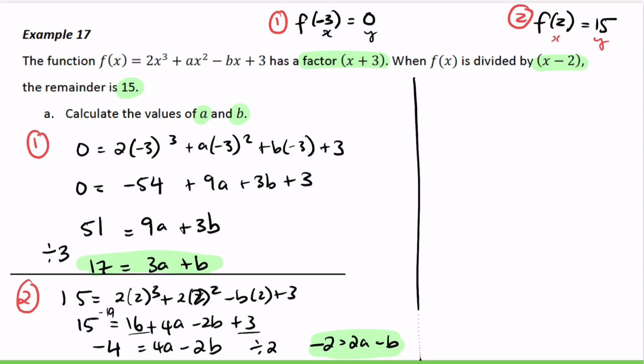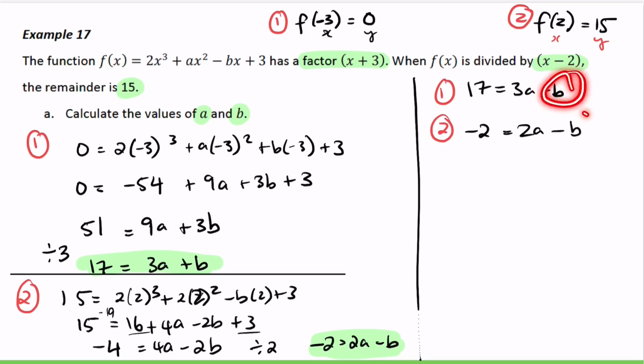Finally, what I'm going to do is use simultaneous equations. So I'll just write out both of my equations that I've got. So that'll be 17 equals 3a plus b. And equation 2 is negative 2 equals 2a minus b. In order to use elimination, because I've got the same term here, but one of them is negative, I'm going to add both of these equations.